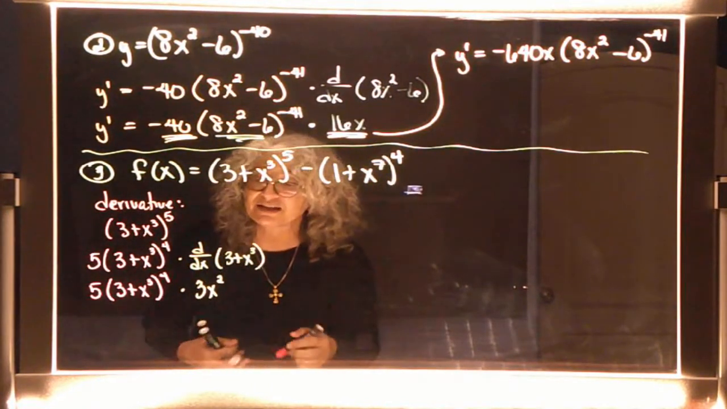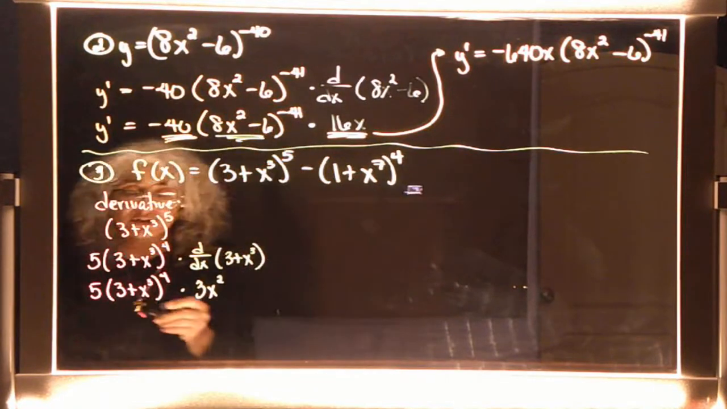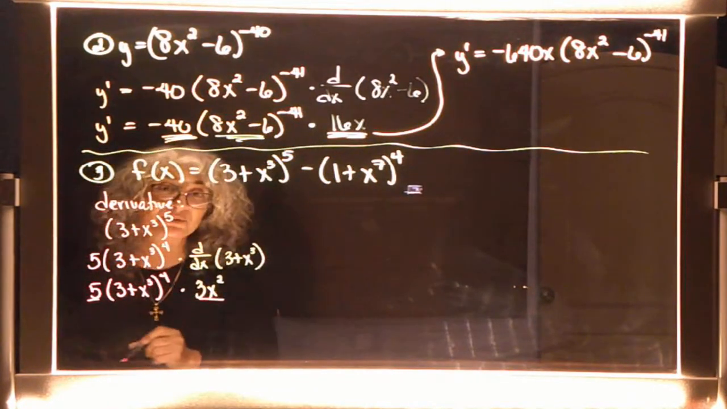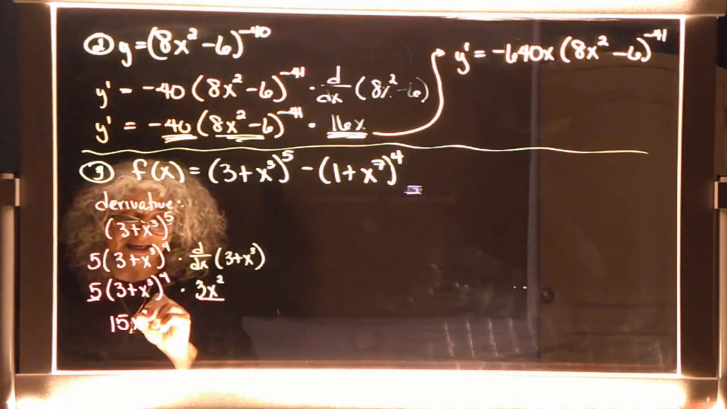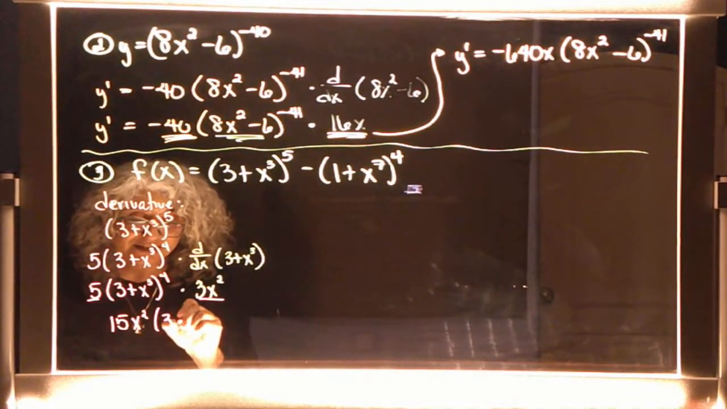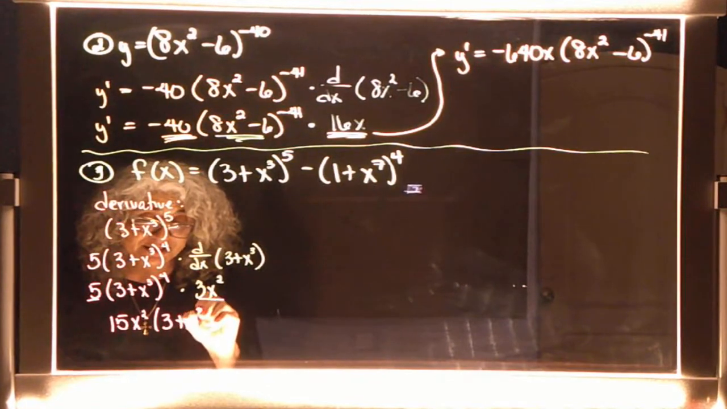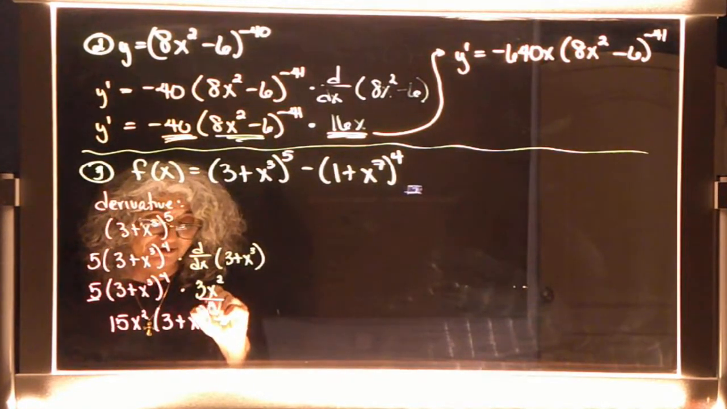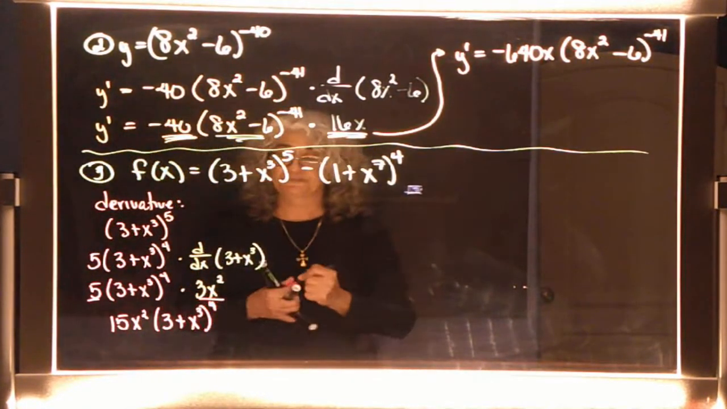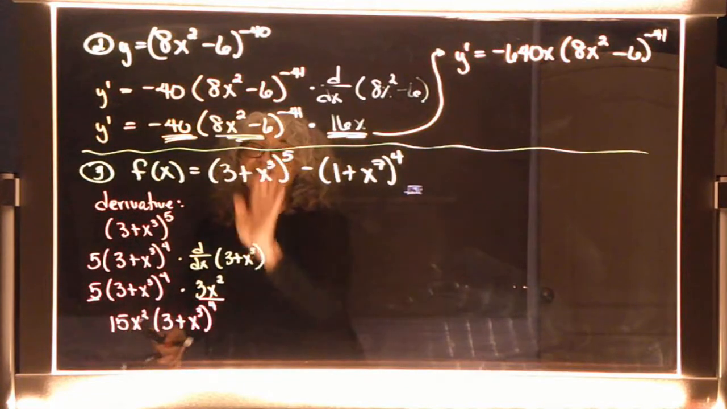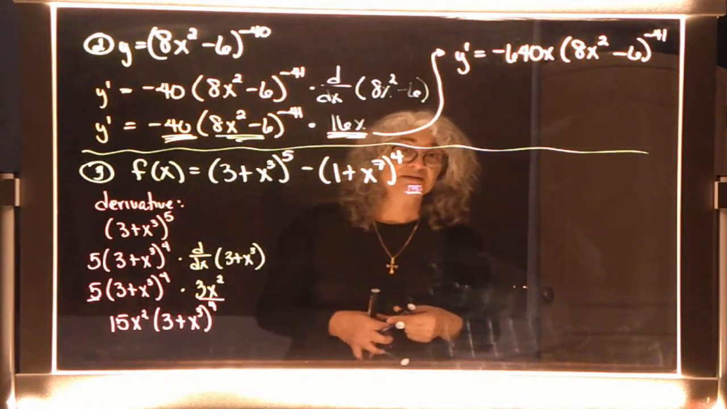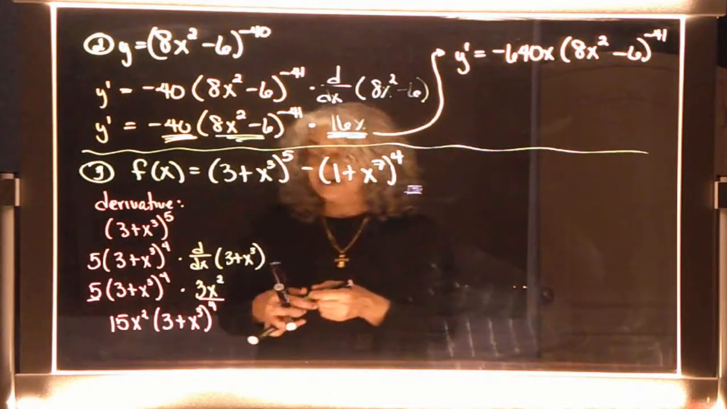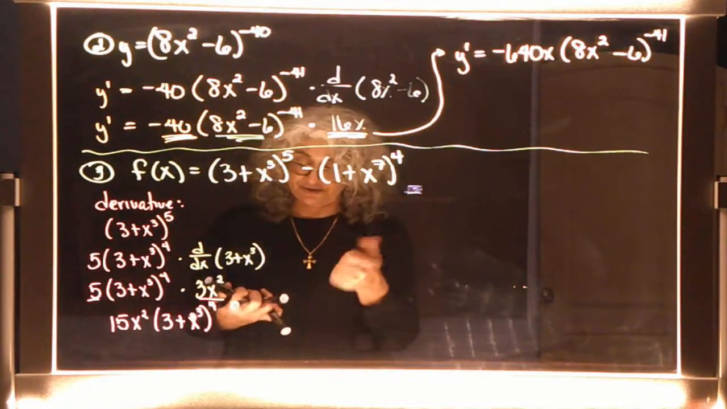Okay, so let's finalize this derivative. Gratefully, I can do 5 times the 3x squared, which is going to give me 15 x to the second times the quantity of 3 plus x to the third to the power of 4. That is the derivative of just this first part. Okay? Okay, and now I got to deal with the derivative of the other one.